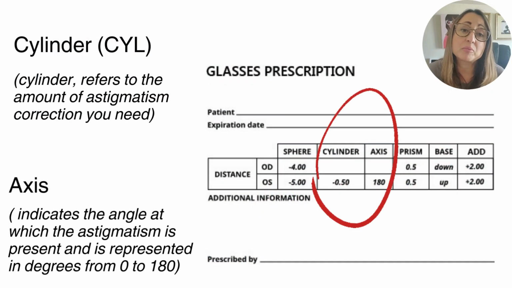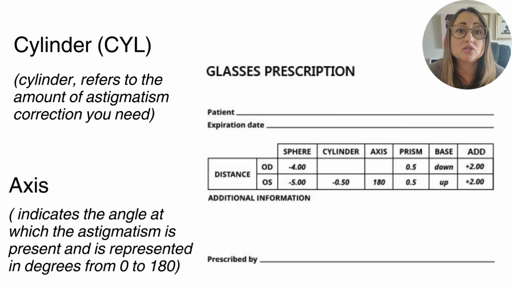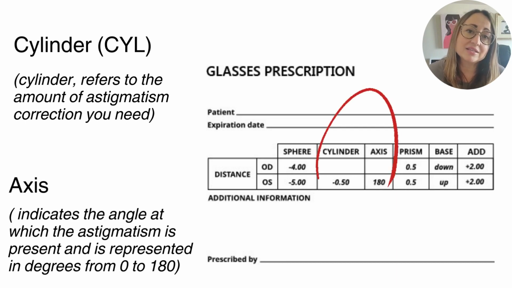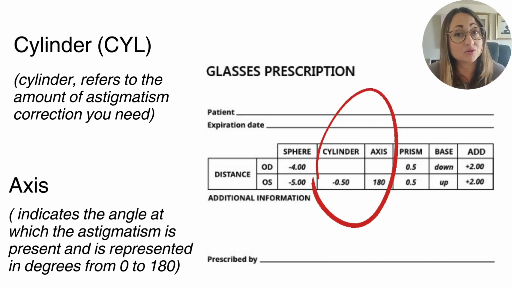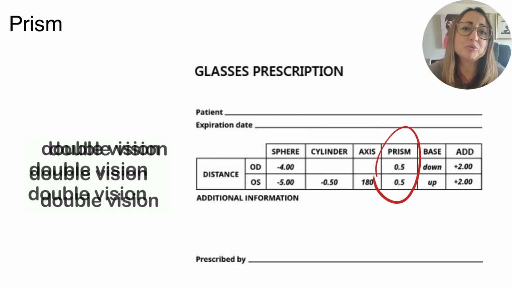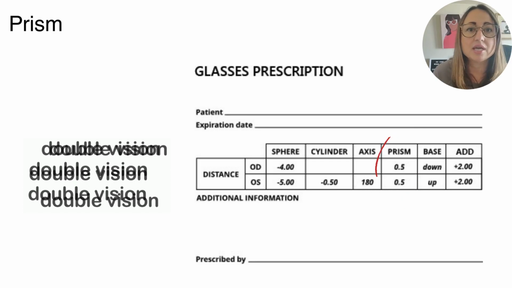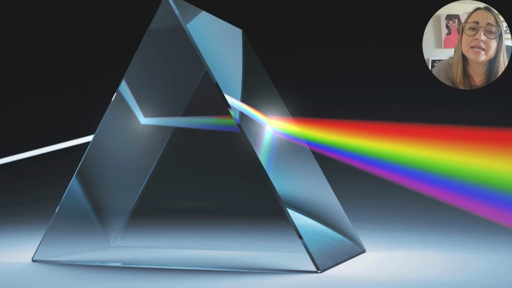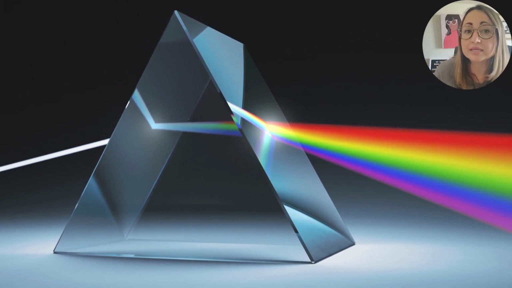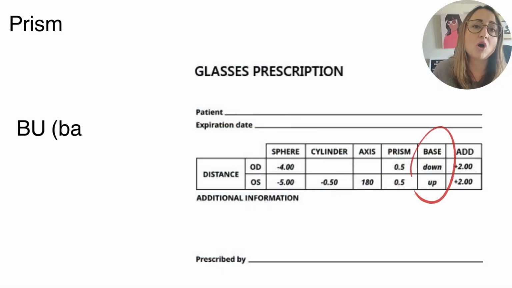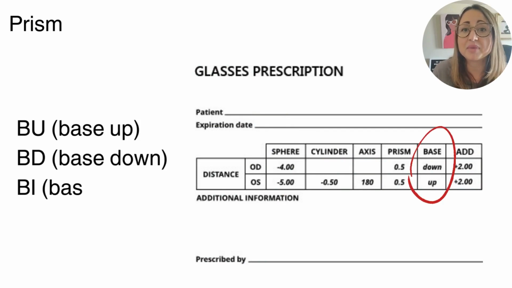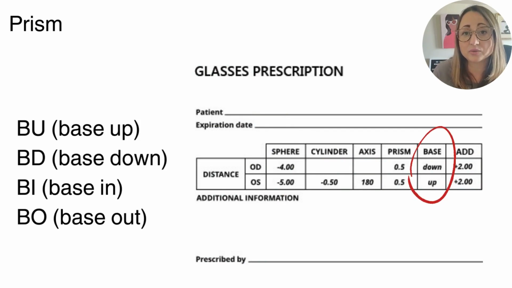So the cylinder value represents the dioptric power required to correct the issue, while the axis indicates the orientation of the correction that's needed. So prism is another term that you might see on your prescription, and it's prescribed to correct eye alignment issues such as double vision or to help relieve eye strain. Now, a prism bends light to align your vision so that only a single image is seen, and prism will always include a direction: base up, base down, base in, or base out.